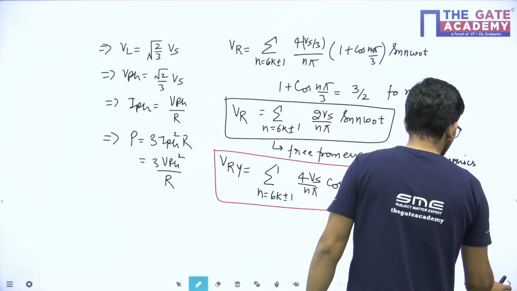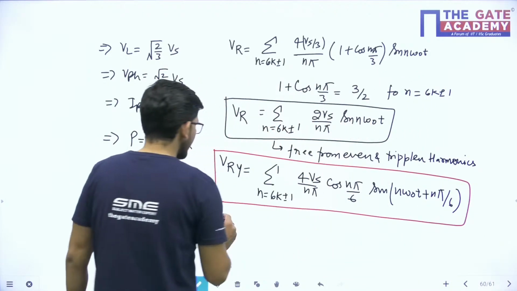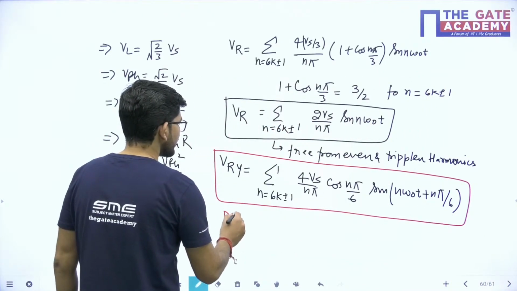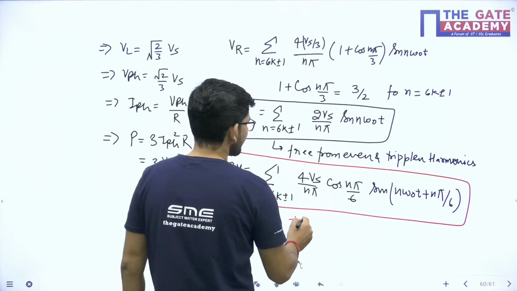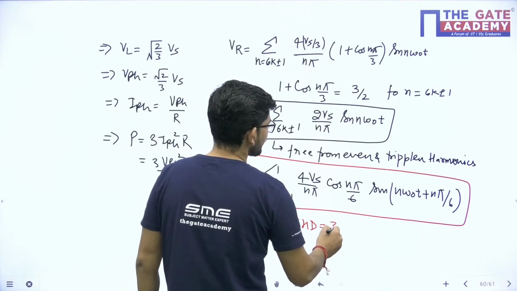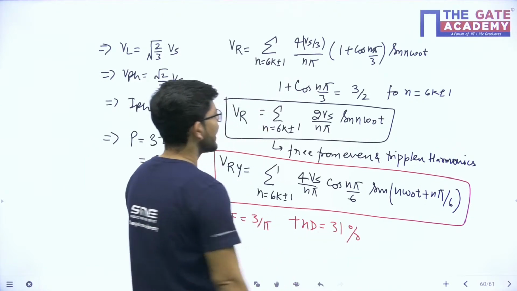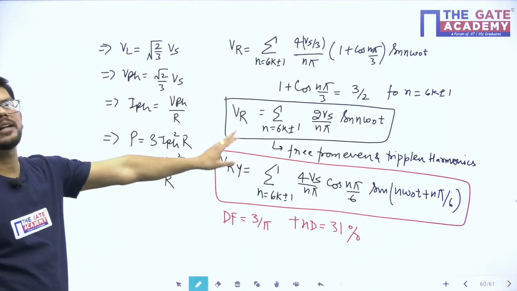Now here, if you calculate the distortion factor, the distortion factor is basically equals to 3 by pi, and if you calculate THD, it is equals to 31%, and they are free from even and triplen harmonics.